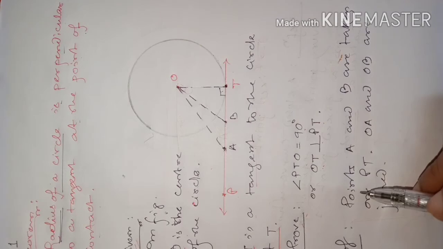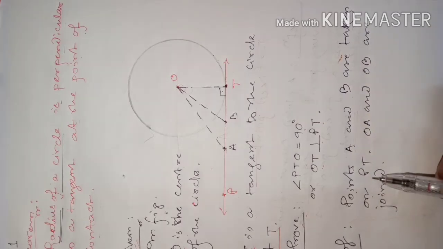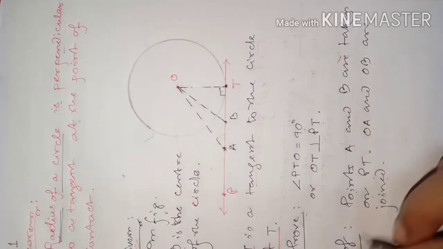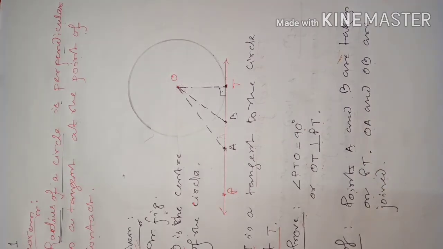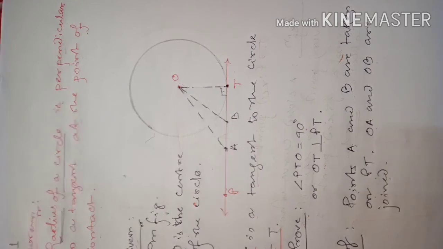So students, points A and B are taken on PT, OA and OB are joined. This is the construction, also you can write this line in the proof part, no problem. Now we are going to write the proof of this. But before that, I would like to remind you about a theorem that we have come across in class 9.